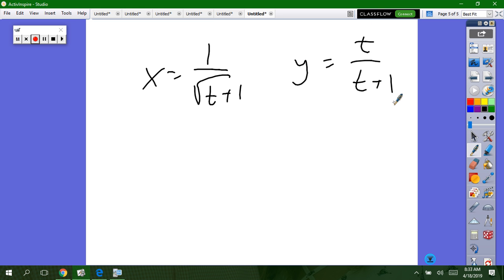Eliminate the parameter. We're going to eliminate the parameter. So what does that mean? Solve for t and then substitute back in. Is there one that's nicer than another? Which one's the nice one? Probably the x, because I can square it right now, right?